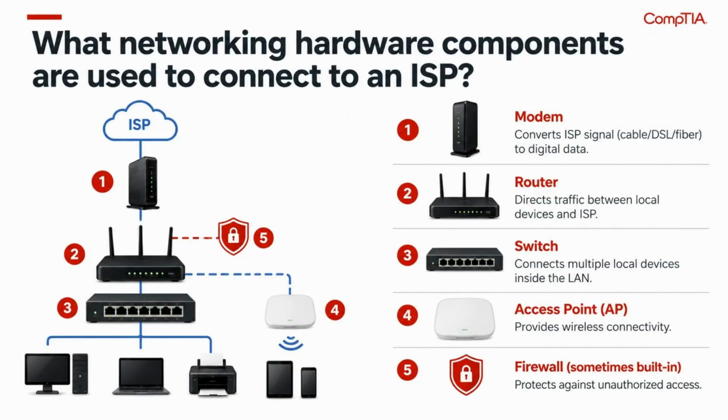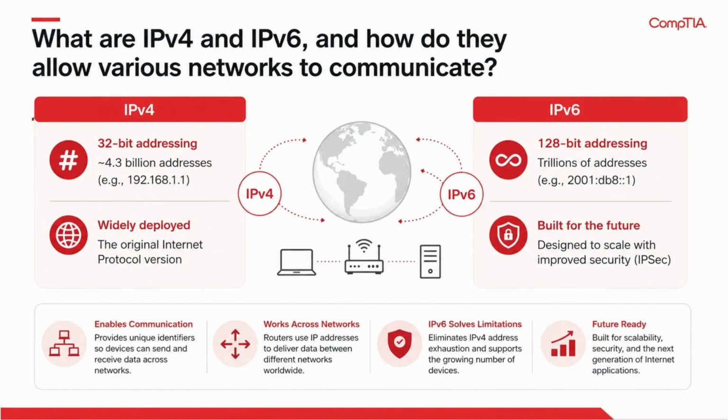Connecting to an ISP takes a few hardware pieces. The modem converts the ISP's signal, cable, DSL, or fiber, into digital data. The router directs traffic between your local devices and the ISP. A switch connects multiple local devices inside the LAN. An access point provides wireless connectivity. And a firewall, sometimes built into the router, protects against unauthorized access.